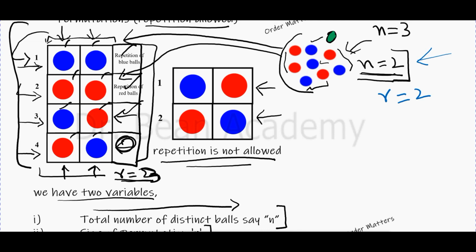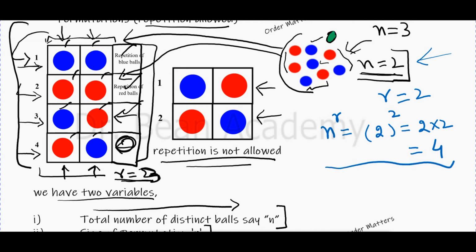So let's use this formula and see if it really tells us the value, because we know manually that we can only make 4 permutations from this configuration if n is equal to 2 and r is equal to 2. So let's see if this formula tells us the same value. So n is 2, r is 2, so 2 power 2, 2 multiplied by 2. Okay, so 4. Even this formula tells us that in such a configuration, if you have only red and blue balls and you want to make permutations of size 2, you can only make 4 permutations. So this formula is right?